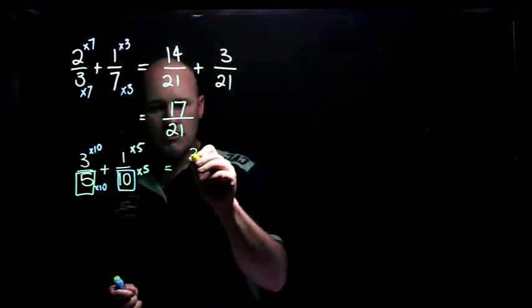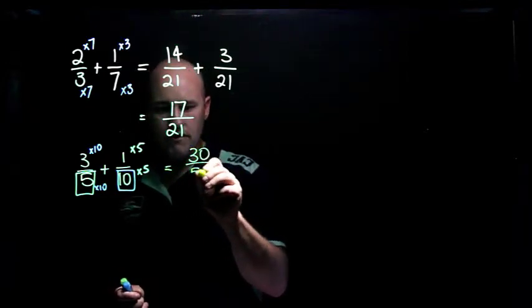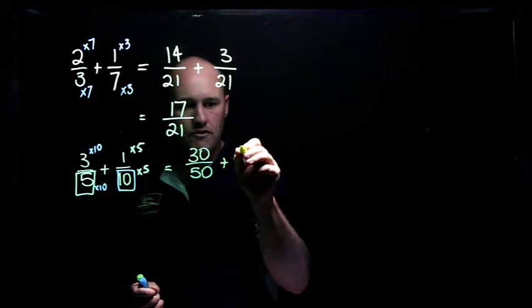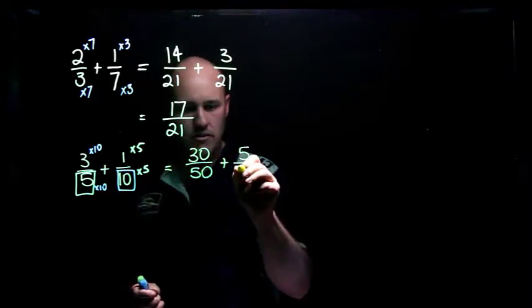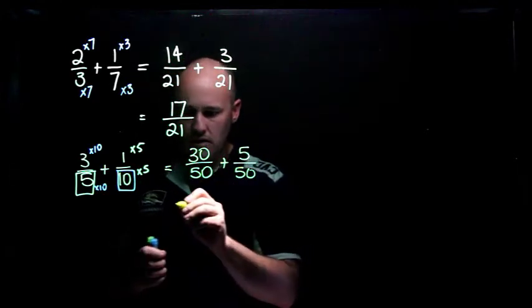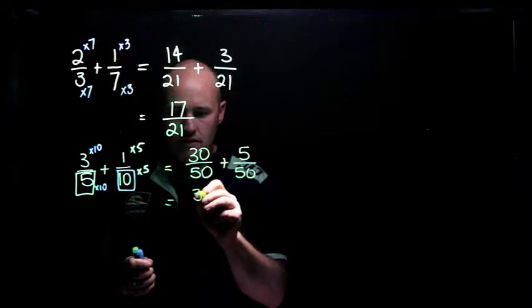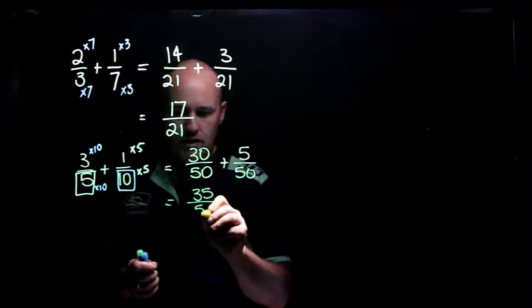And so 3 times 10 is 30, 5 times 10 is 50, plus 5 times 1 is 5, and 10 times 5 is 50. There we go, same denominator. I add those together and I get 35 over 50.